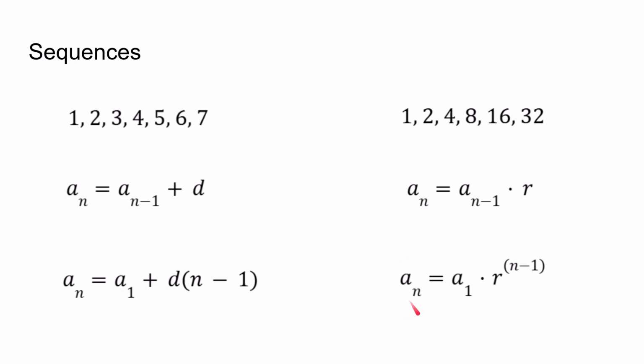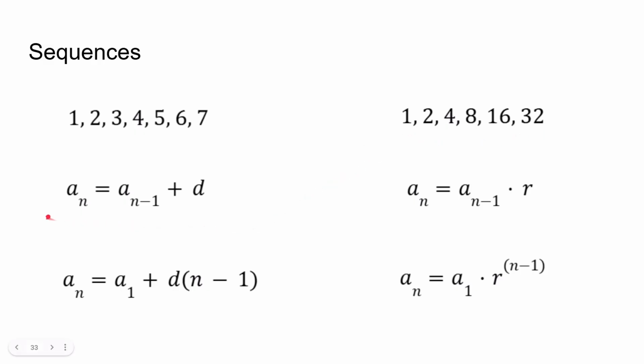Then for this one, this is the explicit formula. This would be the nth term is equal to the first term times the common ratio to the power of the difference between the term you're on right now and the first term. So if we want to find the 6th term, we know the first term is 1, so 1 times common ratio 2 to the power of 6 minus 1, 2 to the power of 5 gives us 32. 32 times 1 will be 32. So we can figure out that the 6th term is equal to 32.